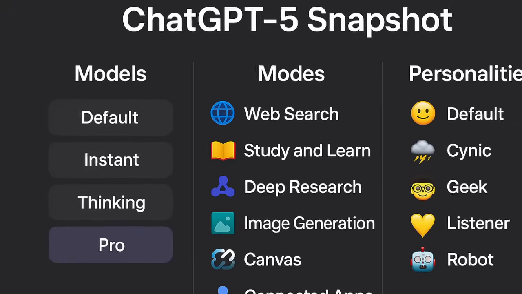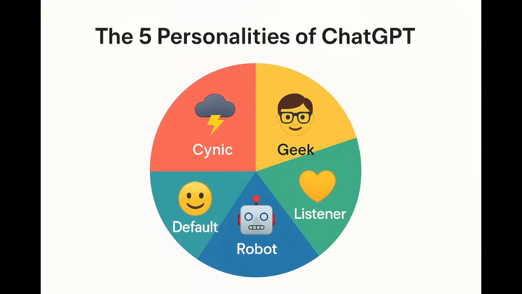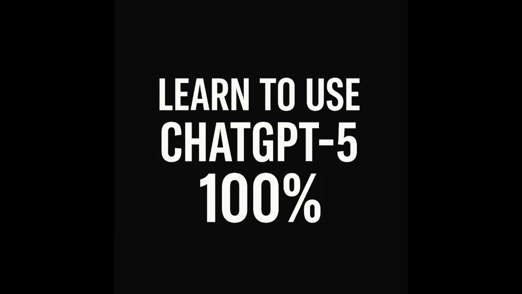So here's the bottom line. GPT-5 isn't just a chatbot. It's a toolkit. You have to pick the right mode for the job, choose the model that matches your need, and personalities, mostly fun, but sometimes useful. And always fact check before you trust. Because GPT-5 doesn't replace your brain, it supercharges it. And that's how you go from 75% to 100%.